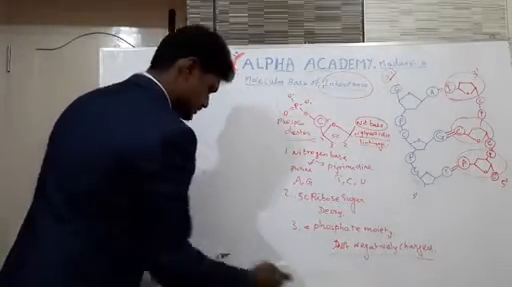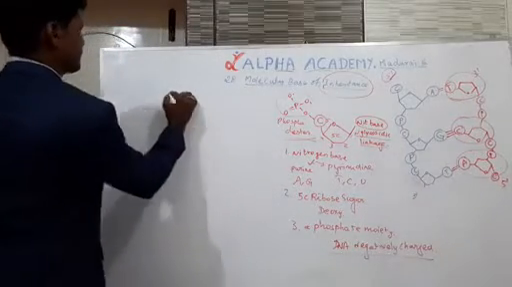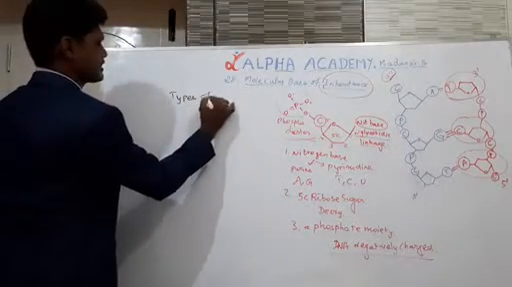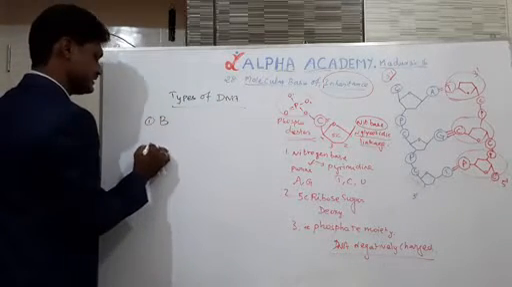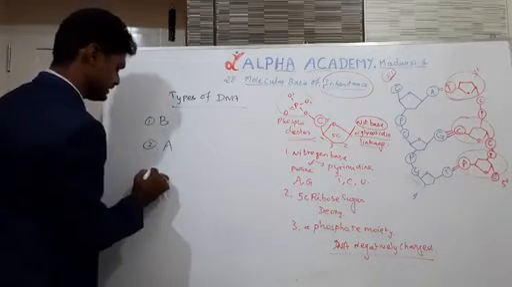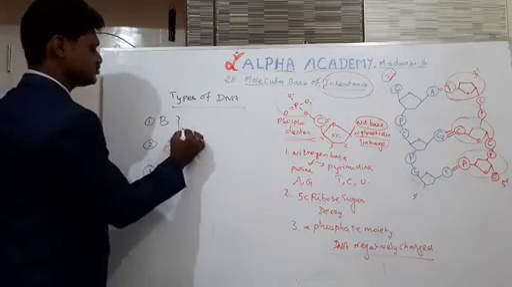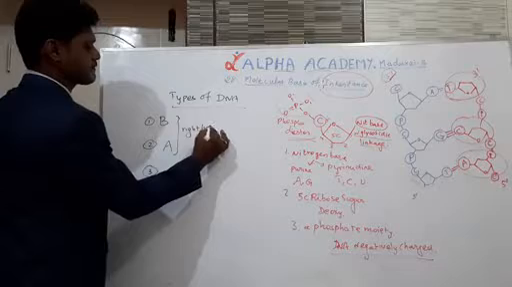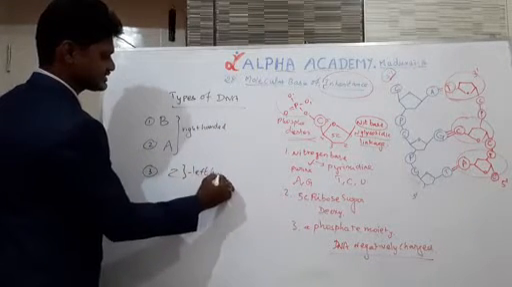Next one is types of DNA. So there are three types of DNA. One is B DNA, second one is A DNA, third one is Z DNA. See, the first two are right-handed helix. The third one is left-handed helix.